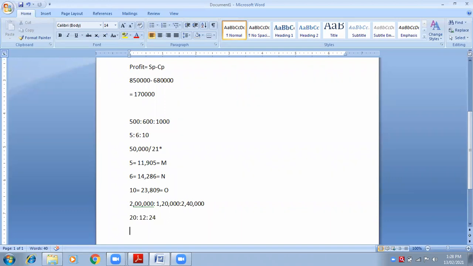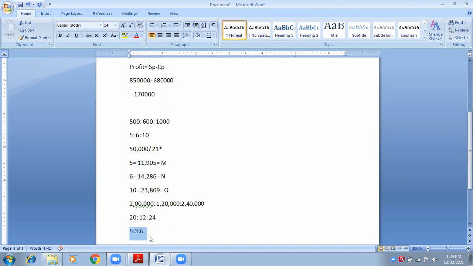Tell me, after cancellation, 20, 12, and 24. Divide by 4. Can we cut it down shorter? Divide by 4. 4 5s are 20, 4 3s are 12, and 4 6s are 24. Can we cut it down in a shorter way? No, ma'am. This is the last one. We cannot cut this down any shorter.